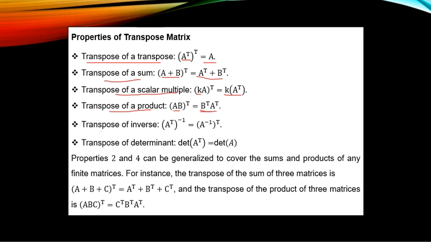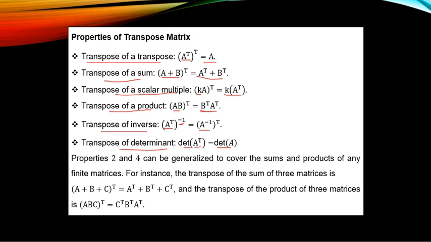Another one is the transpose of an inverse. So you have this matrix A transpose, to the power minus 1, which indicates inverse. If you take the inverse of the matrix before you transpose it, you have the same result. Another one is the transpose of a determinant. Determinant, we'll look at that later. If you transpose a matrix and take its determinant, it is the same thing as the determinant of the matrix without transpose. So we have these properties of the transpose matrix.